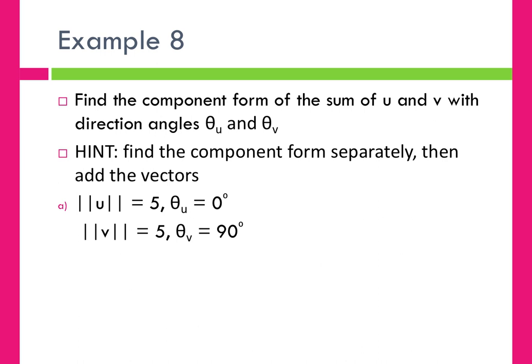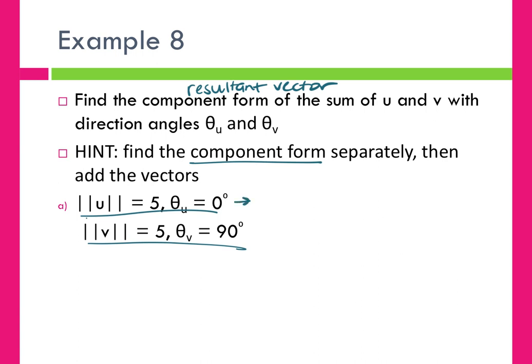Example 8 says to find the component form of the sum of u and v with directional angles theta u and theta v. And so there's a hint here. We're going to find the component form separately, and then we're going to add the vectors. So in order to find the resultant, which a lot of times you'll see like a resultant vector, this means the sum of these vectors. What we have to do first is find the component form of each of these vectors, and then we're going to add them together. So first I'm going to find vector u.